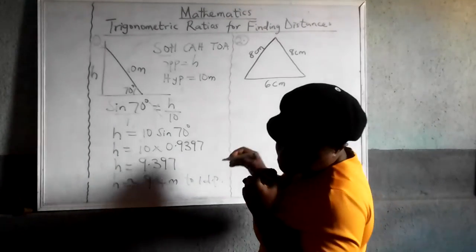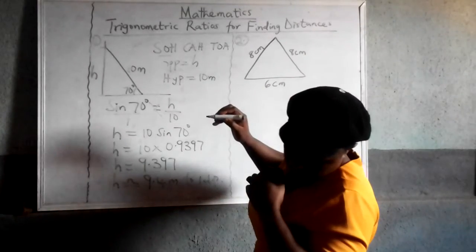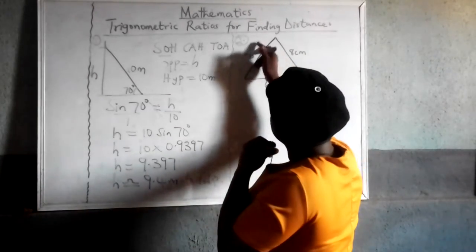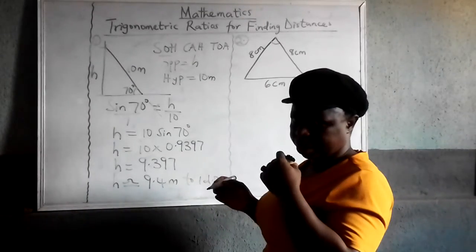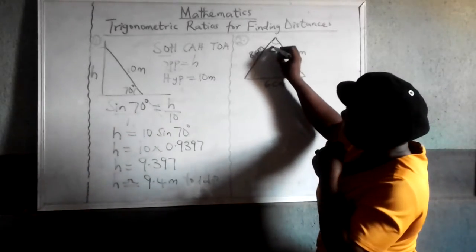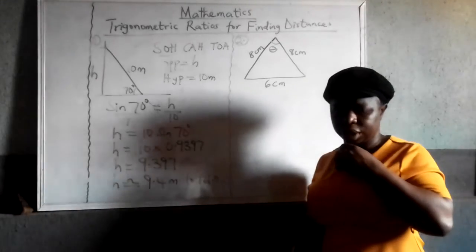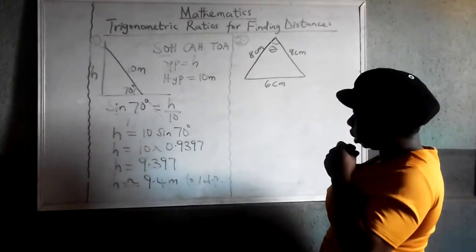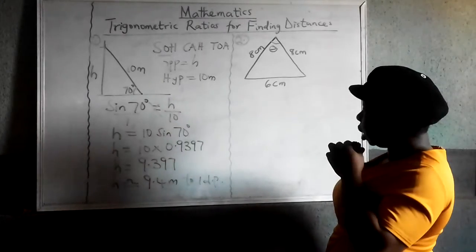We are asked to calculate the included angle between the equal sides. The included angle, these are the two equal sides. So this is the angle connecting the two equal sides. Let's call it theta. But the way it is now, it is not a right angle triangle. So how do we get a right angle triangle so that we'll be able to apply trig ratio?